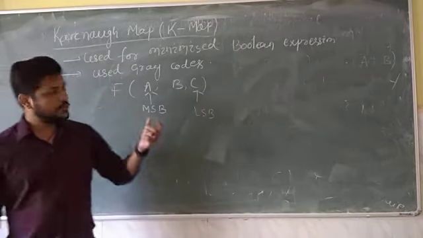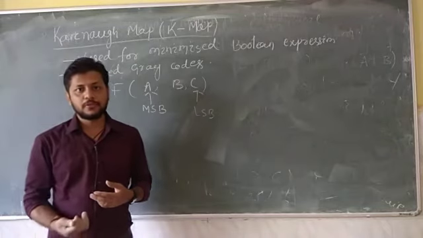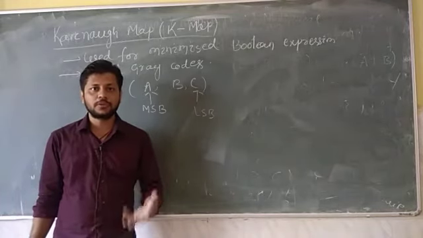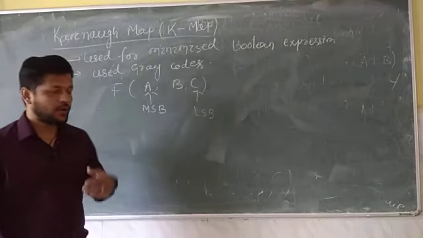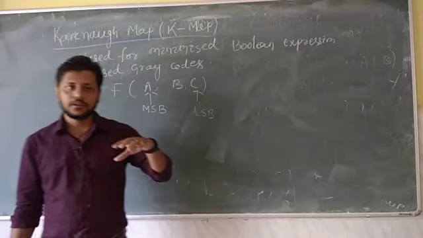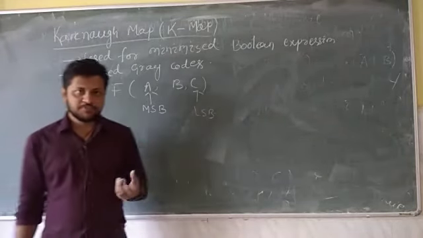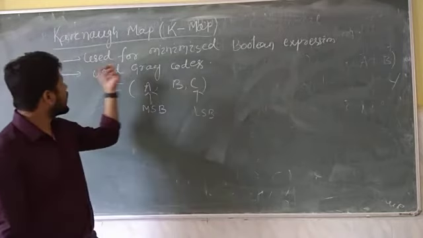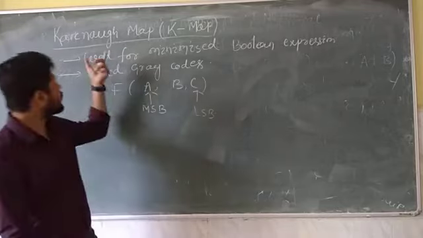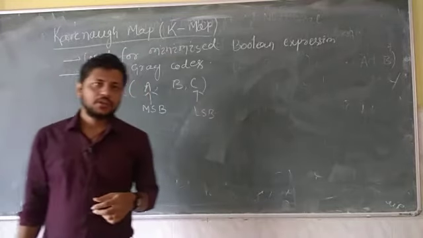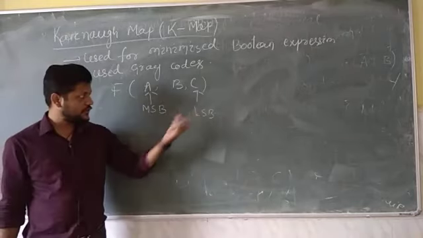So in this lecture we will see that beyond 3 or 4 variables, if we use the Boolean laws to minimize the expression, it is quite cumbersome. It is quite difficult to minimize the expression by using Boolean theorems or Boolean laws. So we need another method to reduce our Boolean expression, and that method is known as your Karnaugh map, K map.